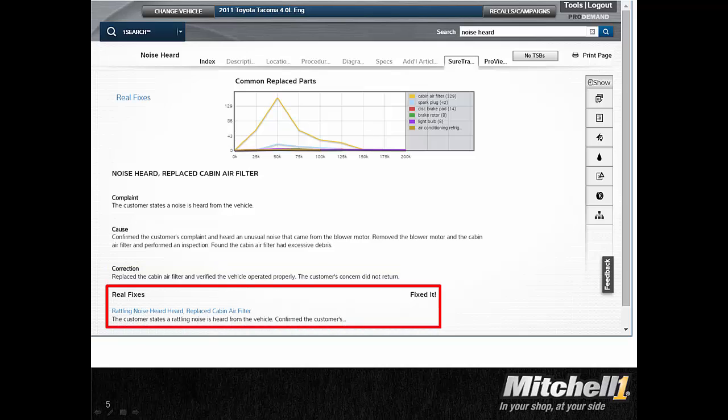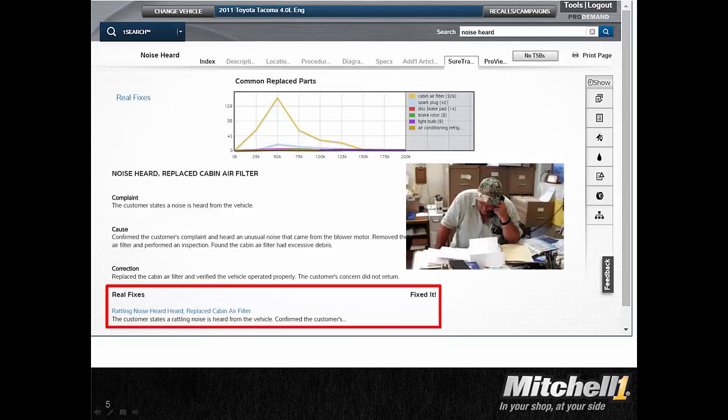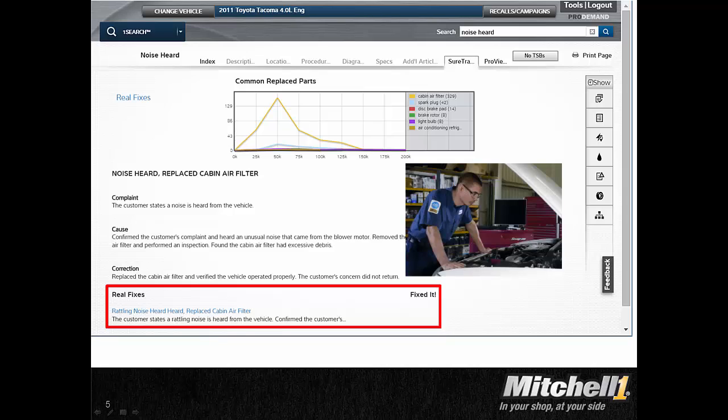You know, we've talked about it in the past. It's almost like when I owned my shop, you had a network of people that you would bounce ideas off of to identify problems. Well, this is just like having that at your fingertips without having to make the phone call. You know, they're selling time, and time is money, and this saved him from having to pull a blower motor out and then put the blower motor back in just to replace the cabin air filter.